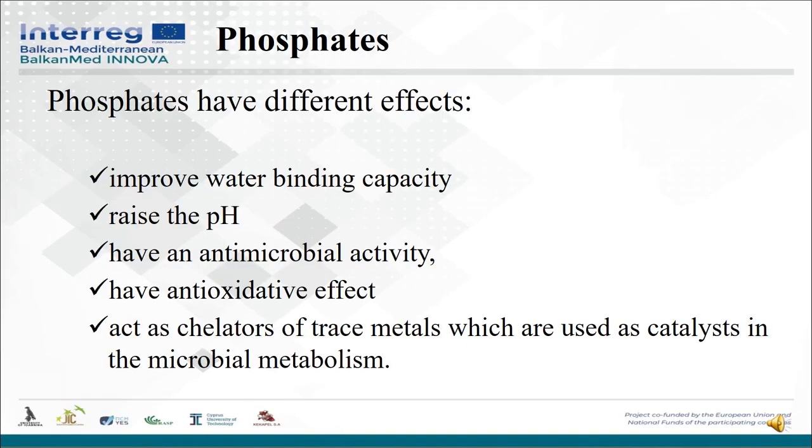Phosphates are another chemical hurdle and are used as additives in several food products and have different effects. They can improve water binding capacity, raise the pH, or have an antimicrobial activity. They also have an antioxidative effect and can act as chelators of trace metals which are used as catalysts in microbial metabolism. Polyphosphates are always used in combination with other hurdles, especially with curing, and from this the conclusion is that they cannot be applied as the only hurdle.